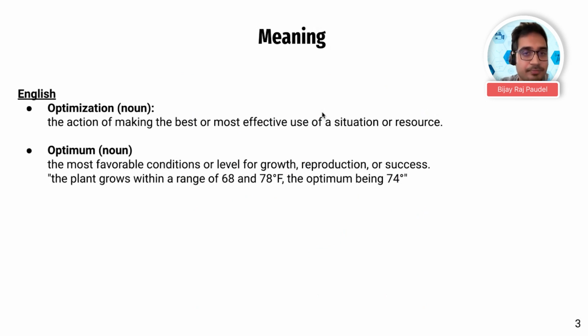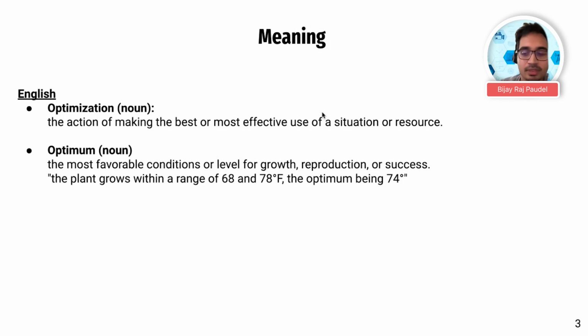So first, the meaning of optimization. Optimization in English and technical optimization in mathematics are a little bit different. In English, it means to take action of making the best or most effective use of a situation or resource. And optimum is the most favorable condition for growth, reproduction, or success. These are definitions from Google.